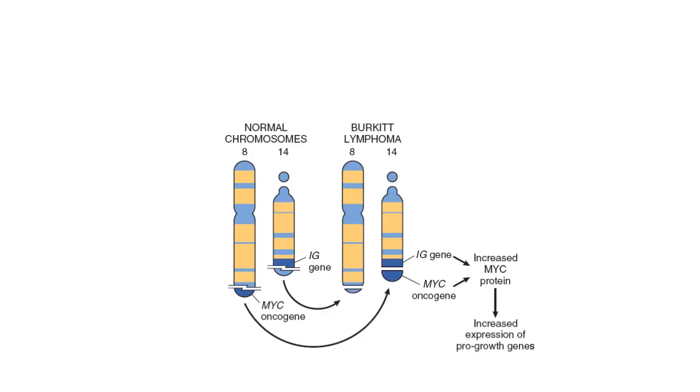It is another example of MYC gene dysregulation. In this example, Burkitt's lymphoma, the MYC gene is translocated from chromosome 8 to chromosome 14, and it is placed near the immunoglobulin gene, so there is increased MYC protein production and increased expression of pro-growth genes. So this is an example of a rapidly growing tumor, Burkitt lymphoma.